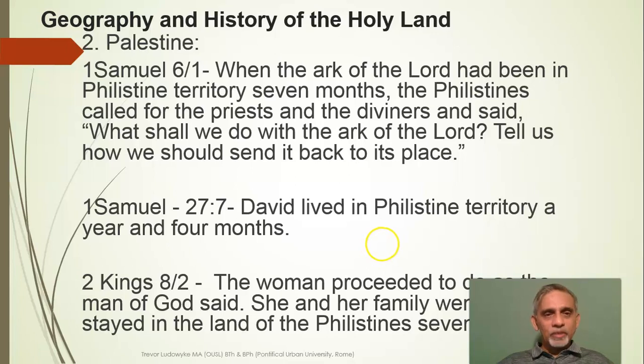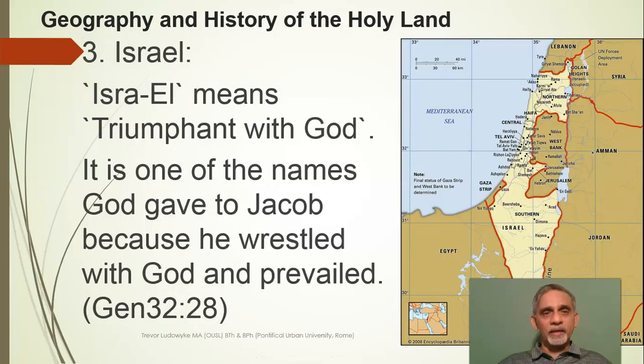And in 1 Samuel chapter 27 verse 7, we are told that David lived in Philistine territory 1 year and 4 months. And again in 2 Kings chapter 8 verse 2, the woman proceeded to do as the man of God said, that is Prophet Elisha. She and her family went away and stayed in the land of the Philistines 7 years. That is in Canaan again. Right. So Palestine is actually referring to Canaan in that time.